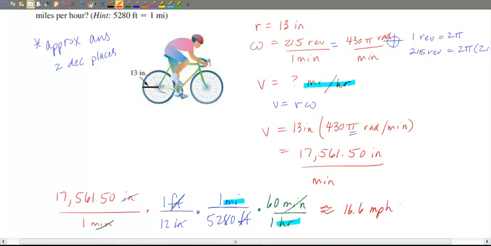Okay, so really the only thing about this particular problem, you want to make sure that when you're using angular speed, that you convert it into radians. Okay, we needed a rate, so it was radians per minute in this case. So to do that, we basically just multiplied the revolutions by 2 pi. And then because this particular problem was conversions, we had to convert from inches per minute ultimately into miles per hour.